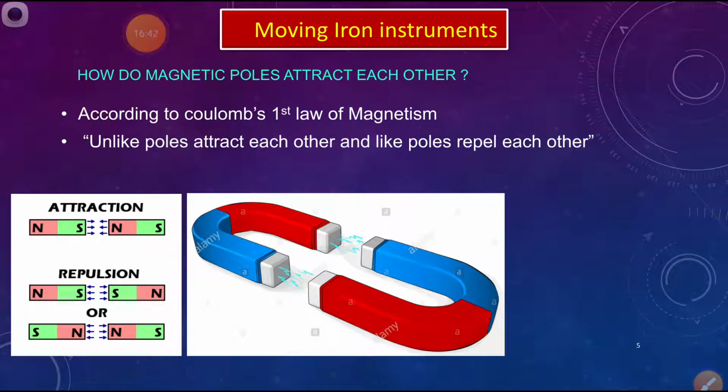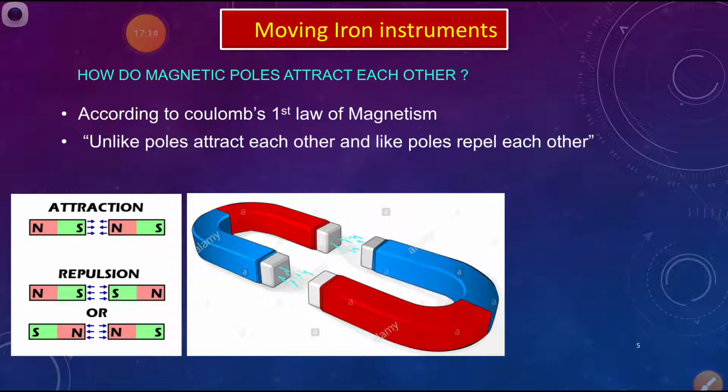Now you can see the attraction type. Here the red color is the north pole and the green color is the south pole. A similar magnet is placed side by this one. Now, south pole and north pole, there is a magnetic field between the two poles. Of one magnet and another magnet, in between, there is a dotted line, so you can observe it. What is happening? Due to the opposite polarity, unlike poles attract each other.